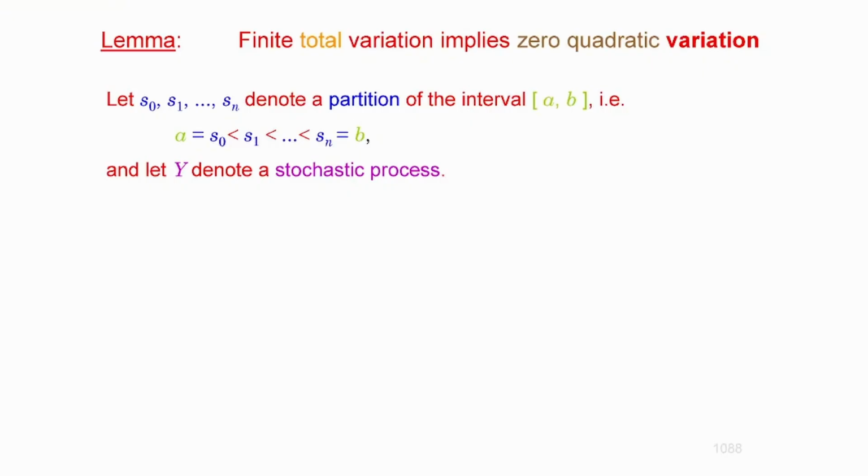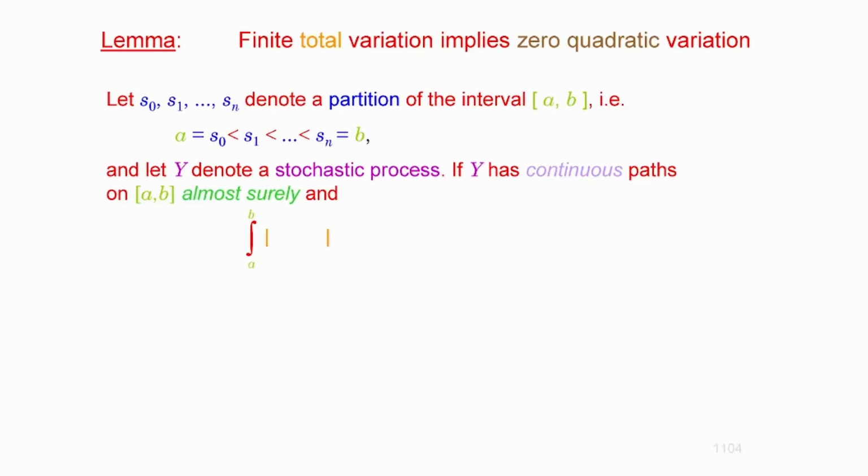I will need to change, however, the setting from deterministic functions, which was based on continuous functions. In this case, the stochastic process has continuous paths on the interval almost surely. So the paths are almost surely continuous, not the function itself, but it's quite the same thing. They need to be continuous for every single outcome of the random experiment which is underlying here.